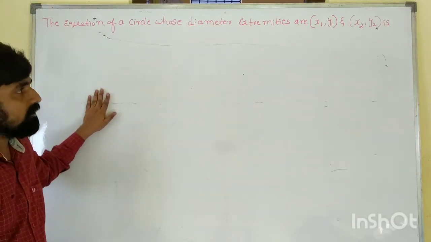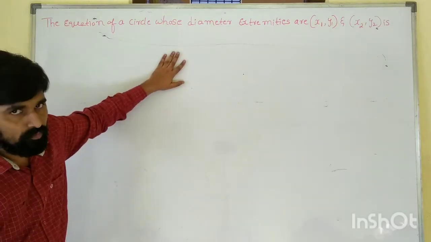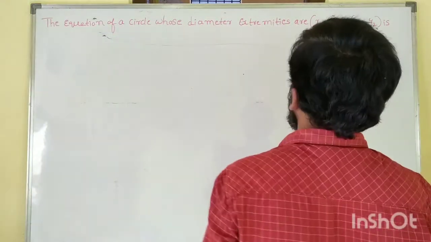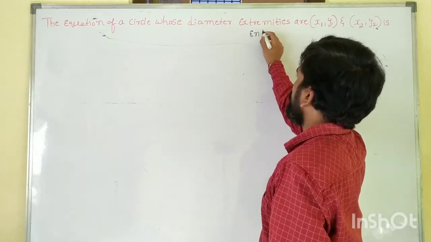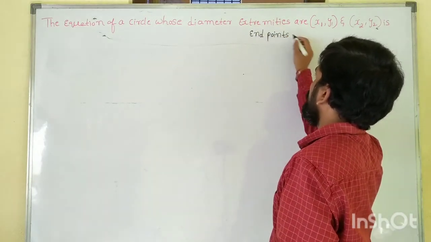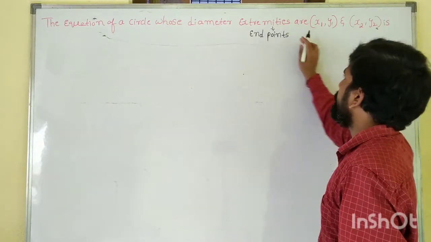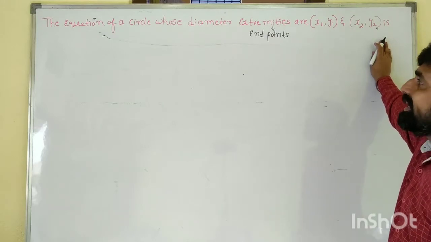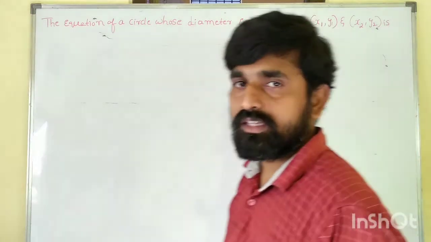This is part 4, equation of a circle whose diameter endpoints are given. How to find the equation of a circle if the endpoints of the diameter are given? The instruction is that the endpoints of a diameter are given. Find the equation of the circle whose diameter endpoints are given. So what is the equation of the circle?